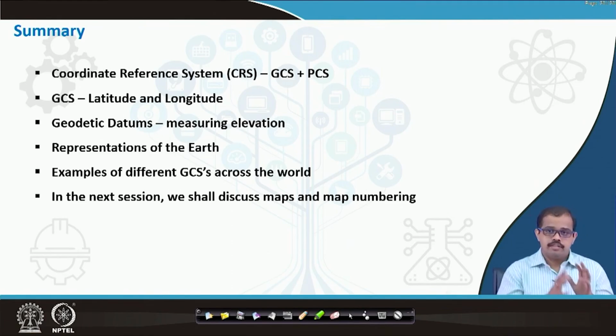Once we have understood what map quality is, then we will look at what you mean by a projection. That is the last part of this particular module, where we will look at how you project the Earth's surface onto a map and what the different qualities are that you have to consider.